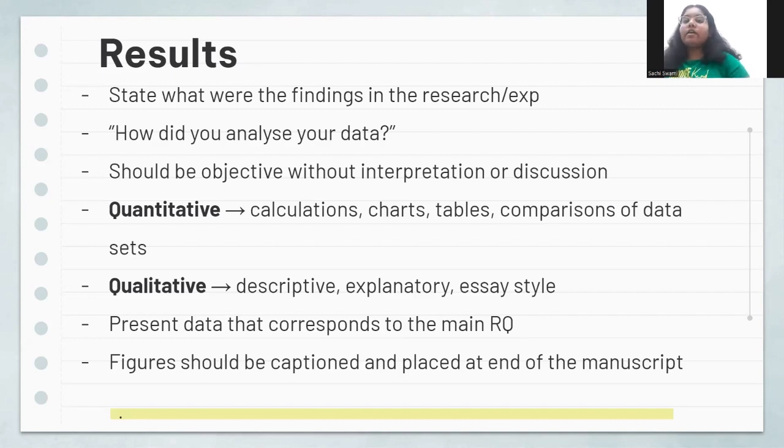And you could actually use figures like charts or a table or any diagram, and they should be really well captioned. So they show how your figures or your tables relate to your study and your findings. According to the different rules of the manuscripts, they might be asked to be placed at the end of the manuscript or in the results section itself.